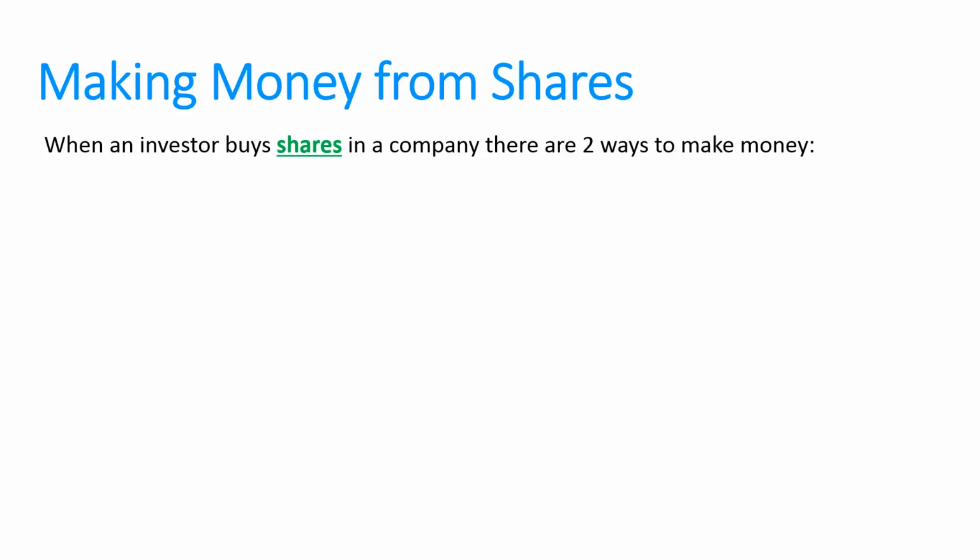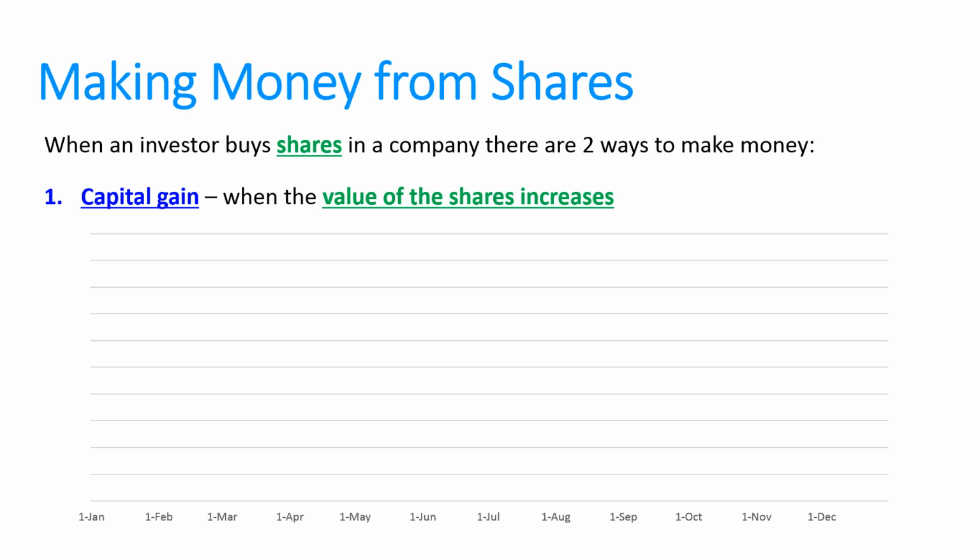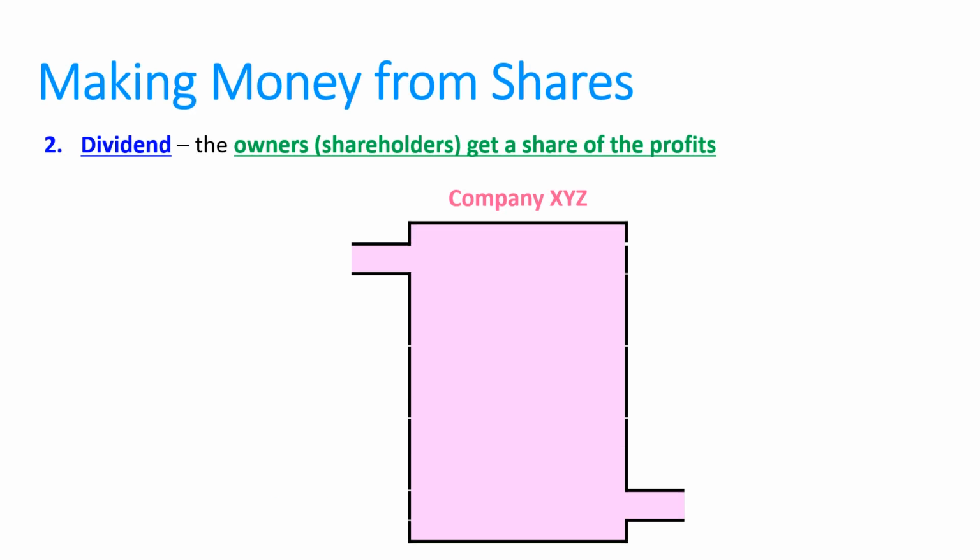When an investor buys shares in a company, there's basically two ways to make money. The first one is called a capital gain. That's when you buy the shares at a certain price and then the value of those shares goes up. That's the ideal situation for most investors. But that's only one of two ways that you can actually make money. The second way is through a dividend, and that's where the owners or shareholders get a share of the profits.